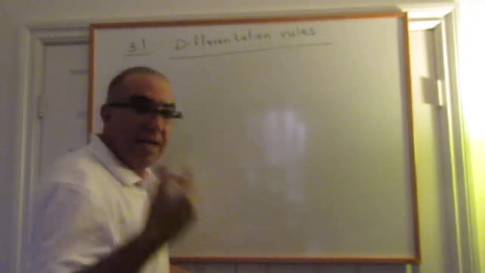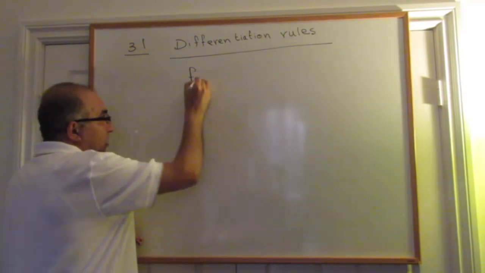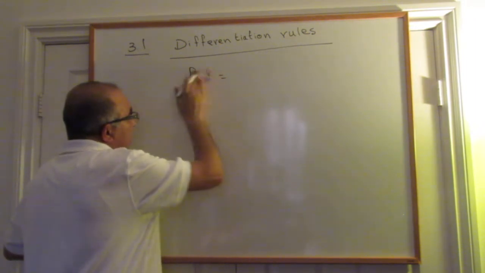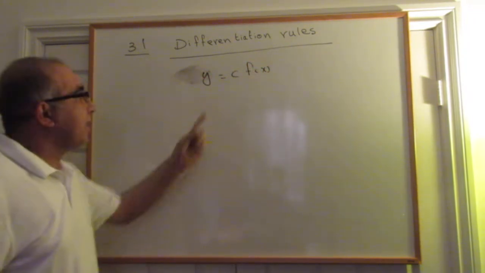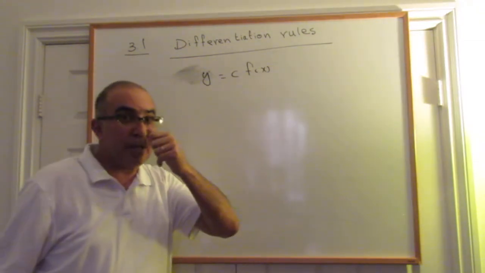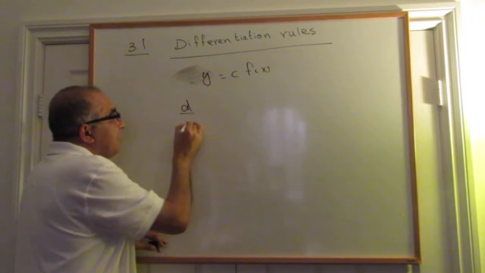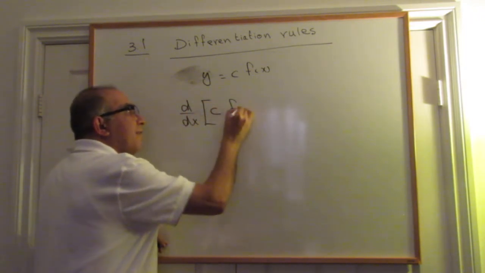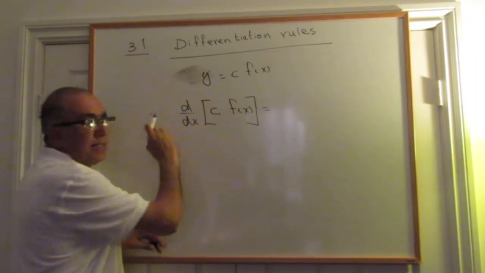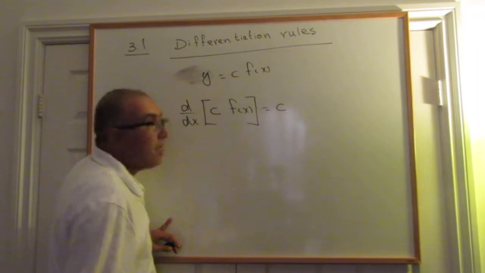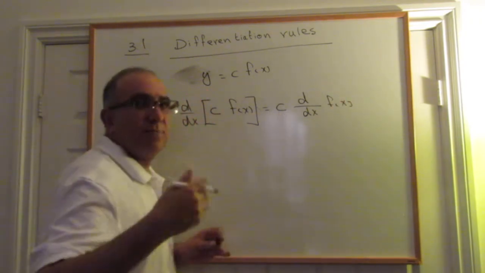Now, if you have a constant times a function, if you have it this way, f of x or y equals c f of x, a constant times a function, then how to take the derivative when you have a constant times a function? d over dx of c f of x equals, you can take the constant out of the derivative, c, then d over dx of f of x. Keep the constant. It's basically the same as limits.